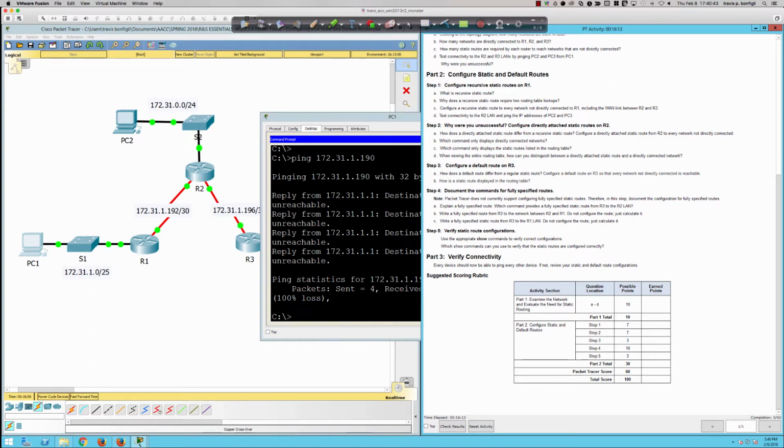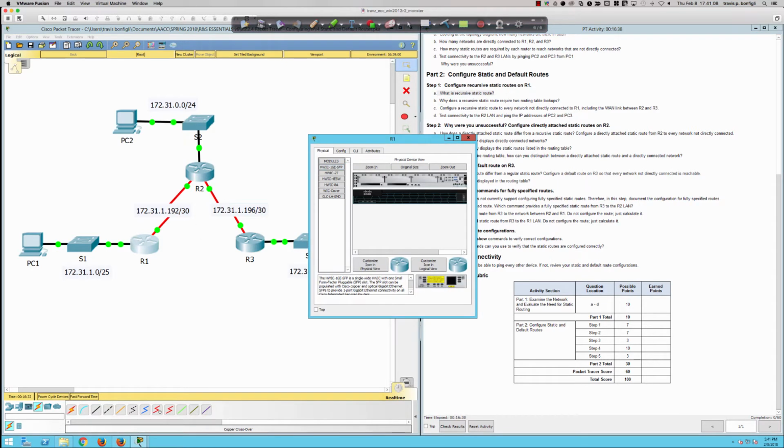and default routes. Now, this was a great question asked by Lauren a couple days ago. She was confused about what is a recursive static route. What makes a static route recursive? What makes it directly connected? What makes it a combination of the two when it's fully qualified? So here's the idea behind a recursive static route.